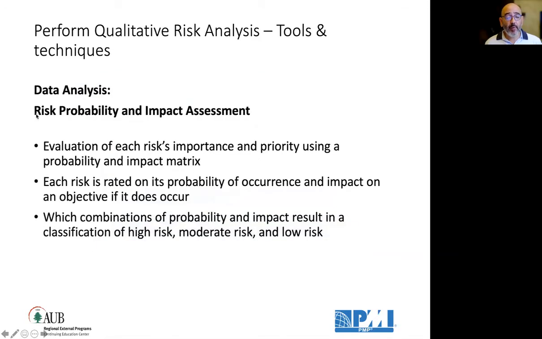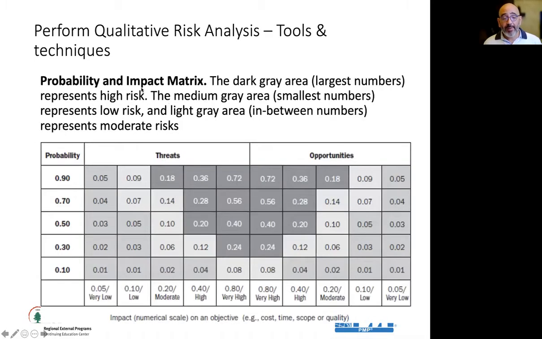Data analysis here is in the form of risk probability and impact assessment. So I'm taking every individual risk and I'm assessing its importance and priority by giving this probability and impact a score. Each risk will be scored and rated on its probability of occurrence and impact, and the combination of probability and impact will then result in this classification of high, moderate, or low. And the probability and impact matrix that I said I want to follow in the plan, now I am using it to classify and to prioritize those identified risks.